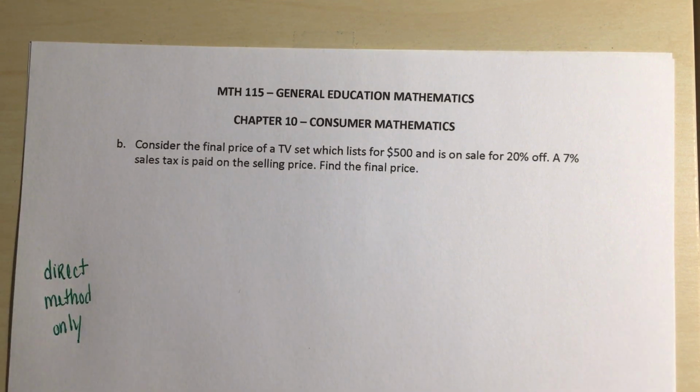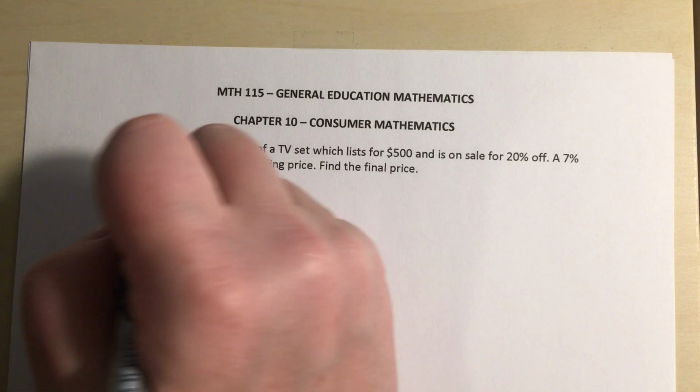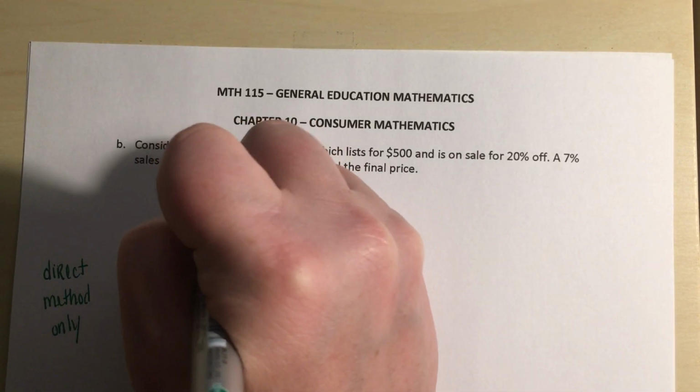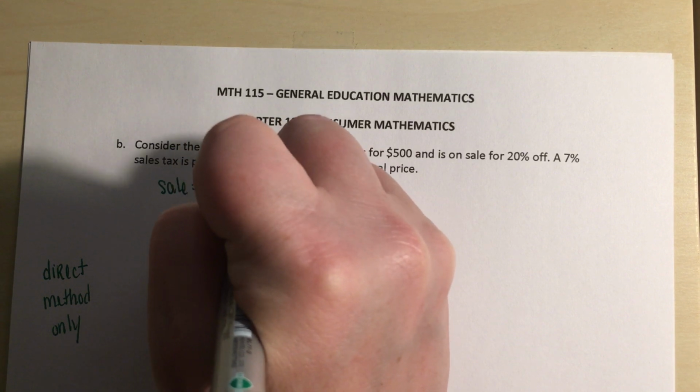So again, we could go back to our basic percent times whole equals part. Instead, we're going to choose to use our final price formula, so our formula with our final value. The only thing is we're going to have to go through two different steps. Our first step is going to be our sale, which is our decrease in price.